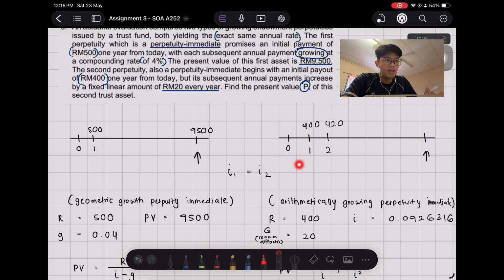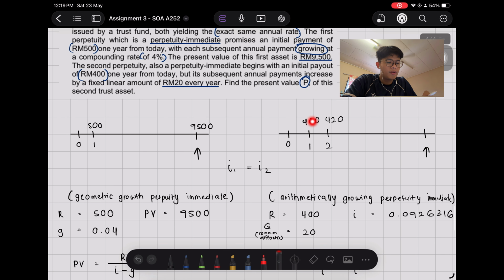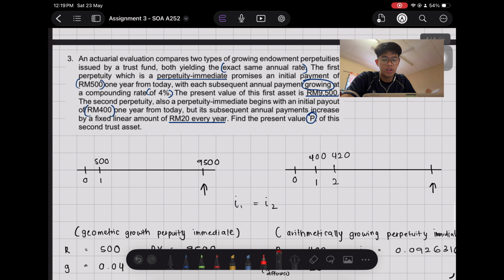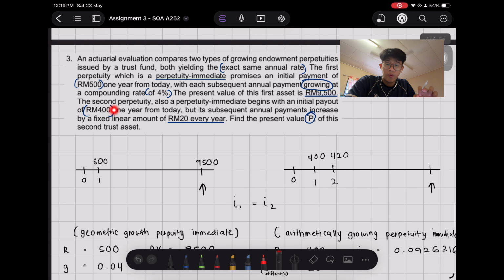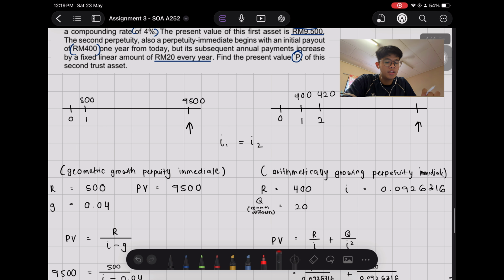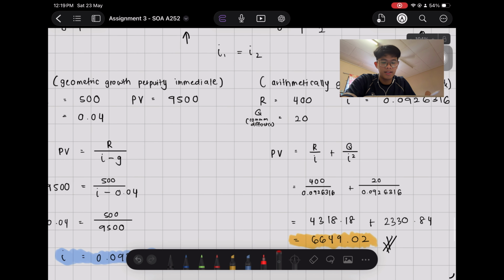The time diagram for the second case is also a perpetuity immediate time diagram. Above the first year, we write the 400, and its increasing amount is 20 ringgit every year. So above the second year, we write 420. The initial payout for the second case is 400 ringgit, the fixed annual increase Q is 20 ringgit, and our calculated interest rate i is 0.0926316.